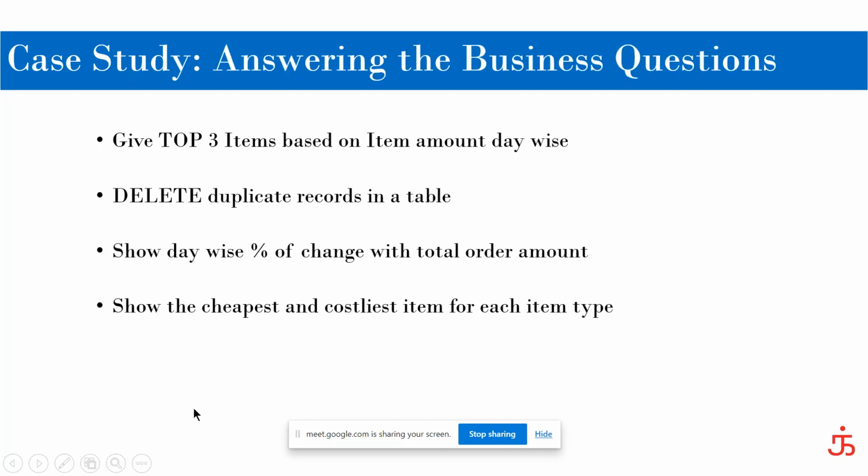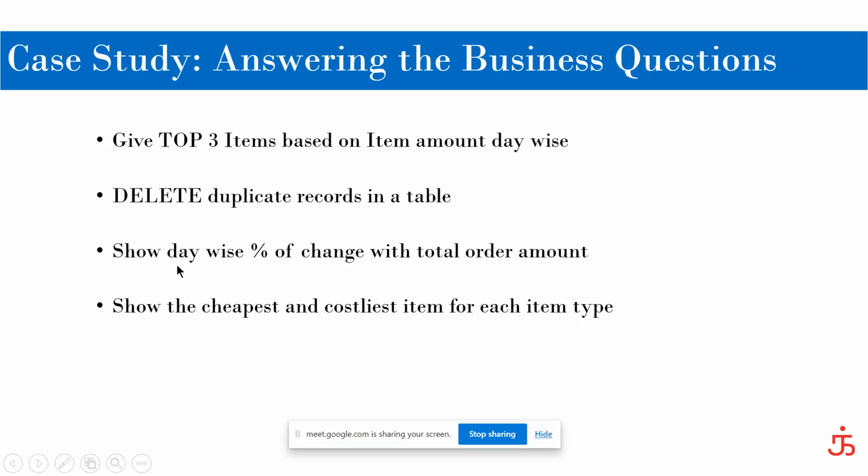Today, as part of that, we are going to solve 4 business questions using the functions that we are going to learn. First, we are going to identify the top 3 items based on item amount, day wise. Basically, based on the sales, we identify the top 3 items. Then we are going to delete duplicate records using the window function. This is one of the hot interview questions that are being asked, so we are going to see how we can delete duplicate records using a window function.